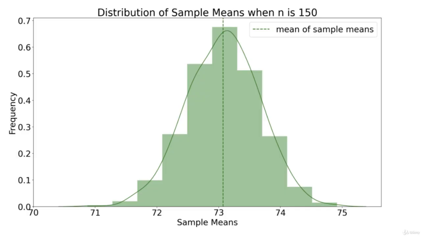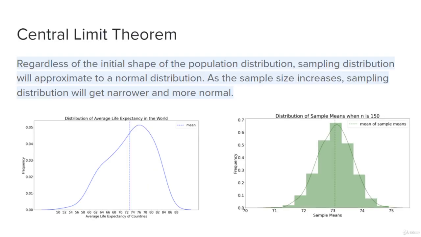Actually, that is what we are trying to study over here: any sampling distribution from any population shows a normal distribution. This is a concept which will be studied as the central limit theorem. Regardless of the initial shape of the population distribution, the sampling distribution will approximate a normal distribution. The condition for that is, as the sample size increases, the sampling distribution will get narrower and more normal. So that's why we have the condition over there before.